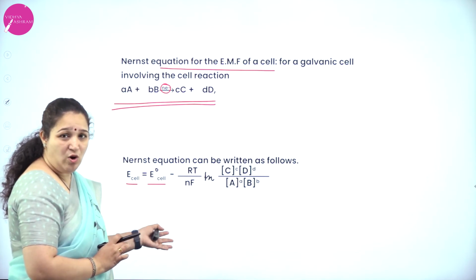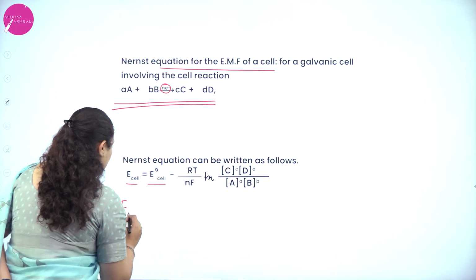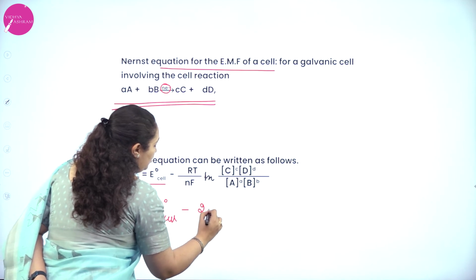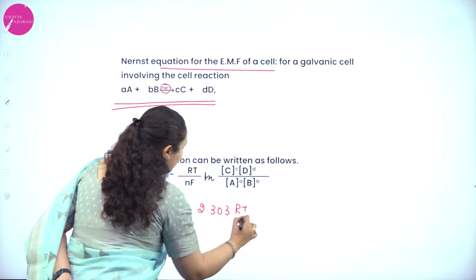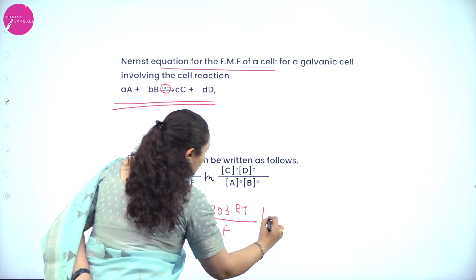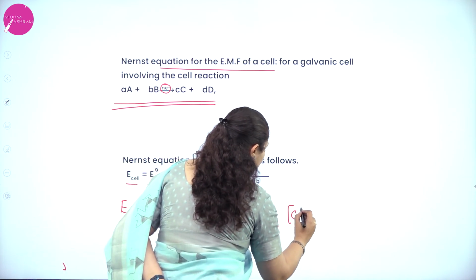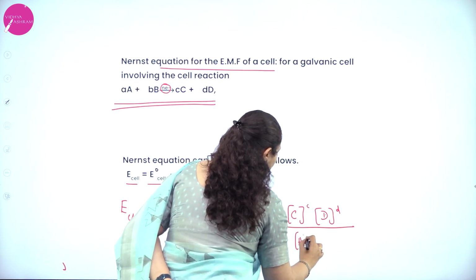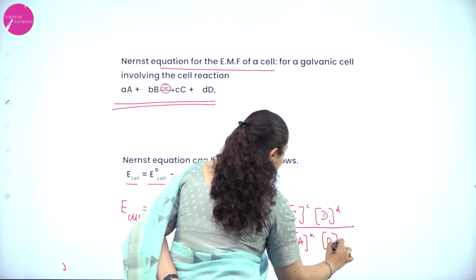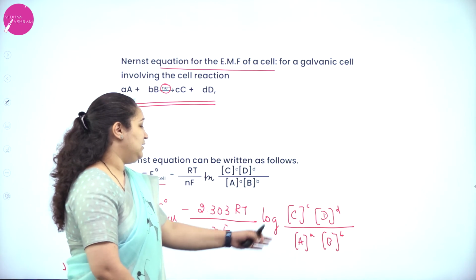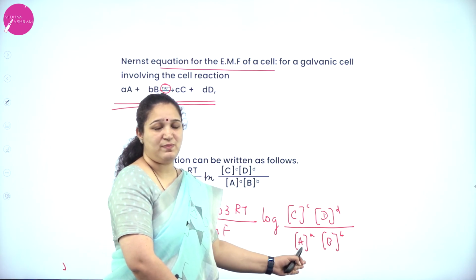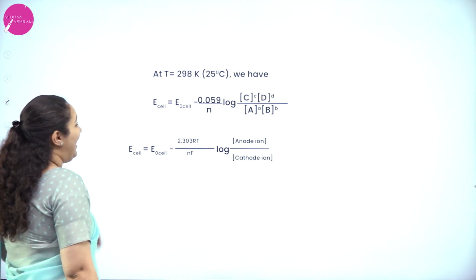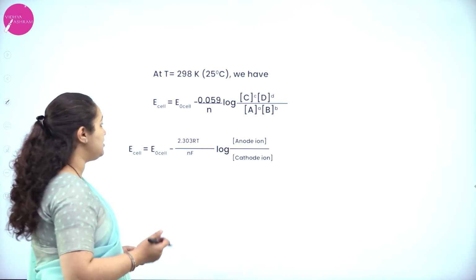Or I can also write this as E cell is equal to E naught of the cell minus 2.303 RT by NF log of C to the power c, D to the power d by A to the power a and B to the power b. Or I can also write it as the molar concentration of the products by the molar concentration of the reactants raised to their appropriate powers.